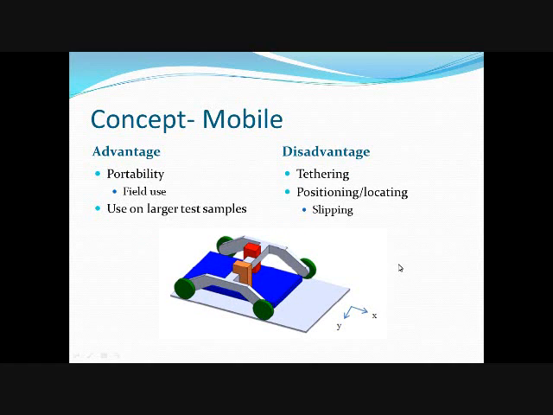Another concept which might be interesting from a research standpoint would be a mobile platform. One of the big advantages of a mobile platform would be its possibility for field uses. So this particular platform was very similar to the gantry, which was given 4 wheels, and this would probably be good for use on larger samples. A disadvantage of this type of mobile platform would probably be the likelihood for tethering. Tethers could possibly get stuck on the test piece, and location would have to be more carefully controlled. For this particular design, slipping could be a very big issue.